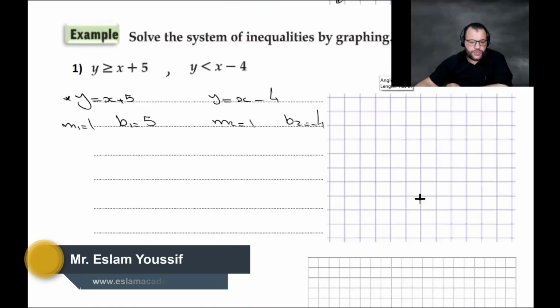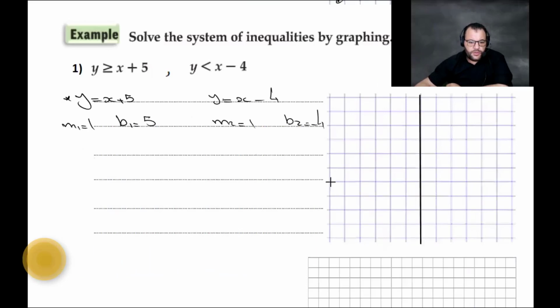So that's the first one. And we will start here for the first one. We start from 5. 1, 2, 3, 4, 5. Rise 1 and run 1. So that's the point. Because it's greater than or equal, it will be solid. So that's the graph of the line.